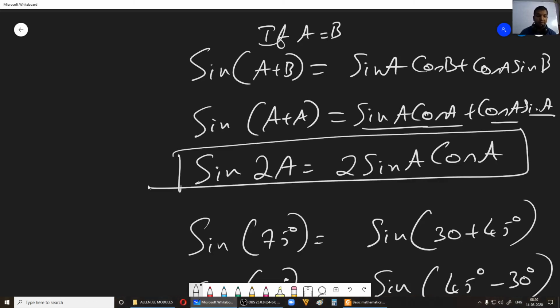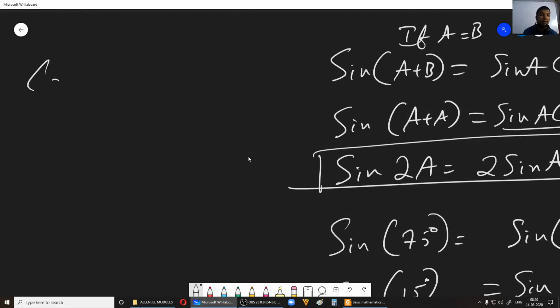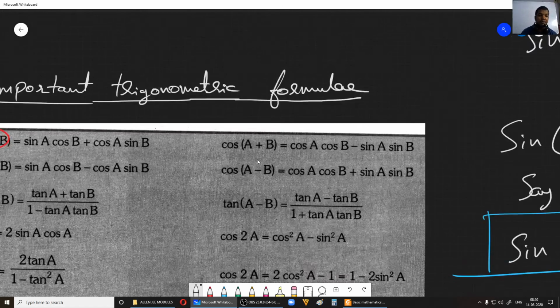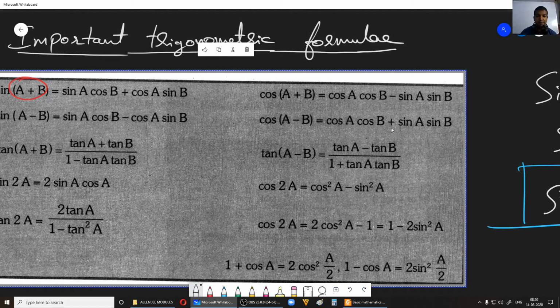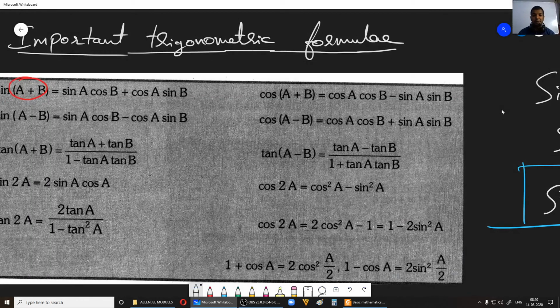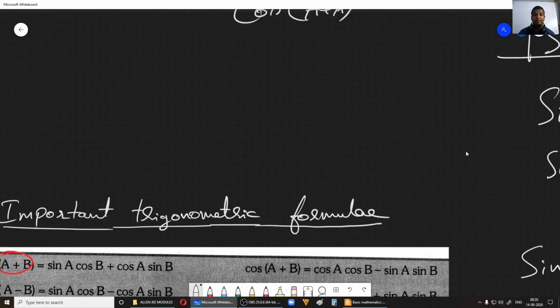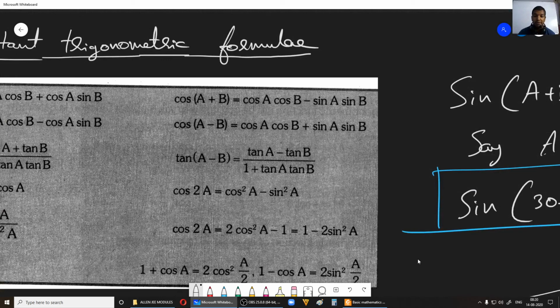On the same grounds, you try to evaluate cos of 2a. You must take it as cos of a plus a, by putting this in the relation for cos of a plus b. Now try to verify these results by taking your own examples. Capital A and capital B are simply angles. You can substitute whatever angle you want and try to verify. Right, now let us go to the next topic.